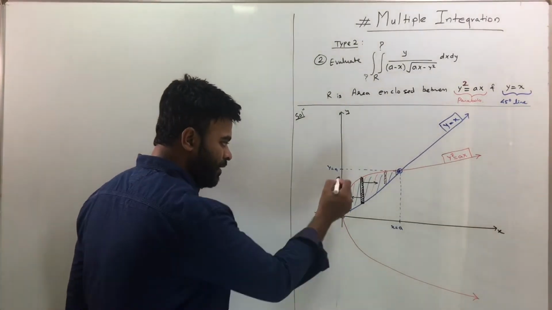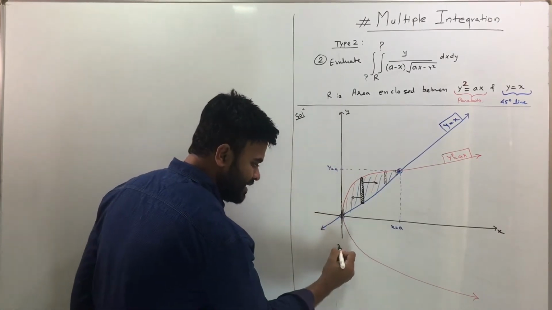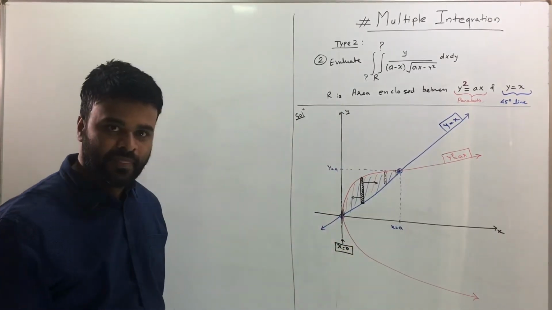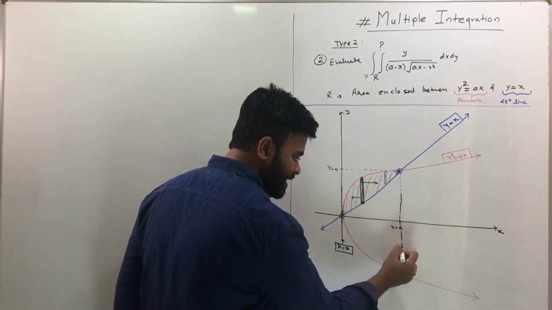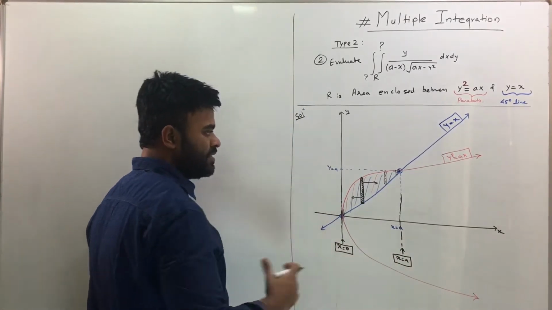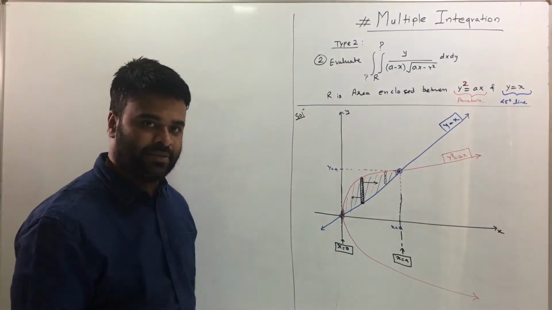Okay, so one of the bounds of this vertical strip is going to be the y-axis, which is nothing but x equal to 0 over here. And the rightmost bound of the strip, yes, you're correct, that is x is equal to a. So now the bounds of the vertical strip are x is equal to 0 to x is equal to a.